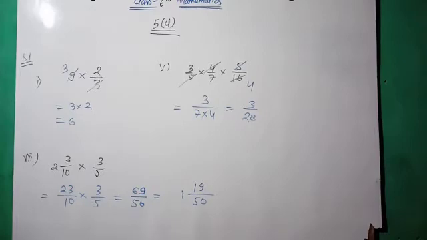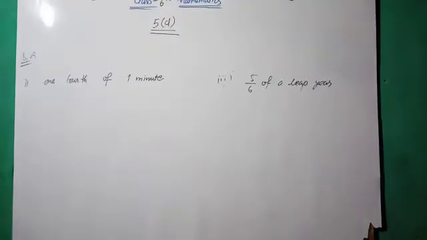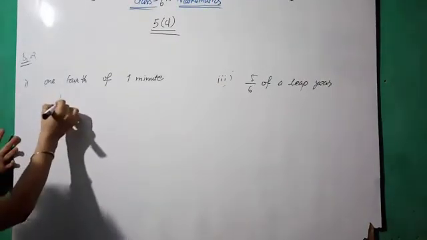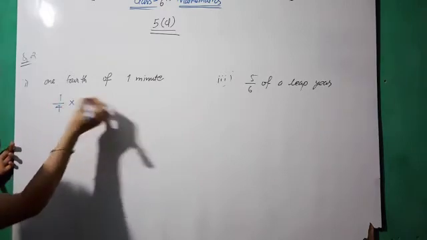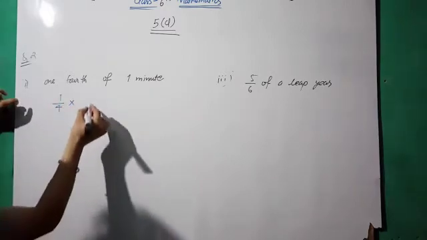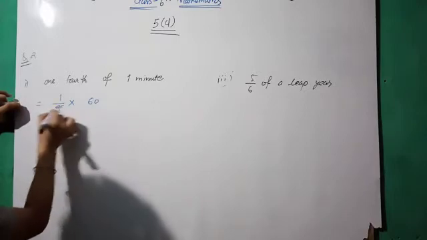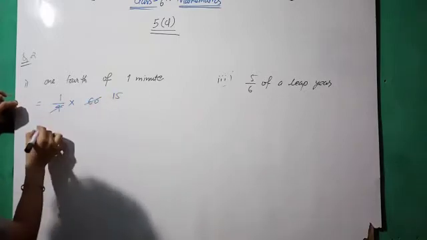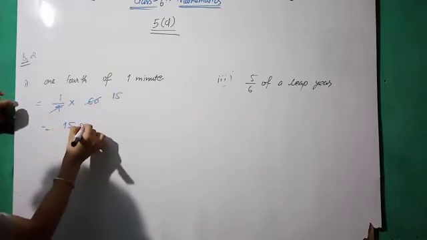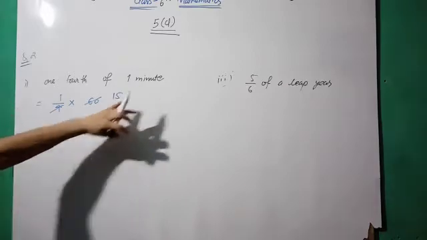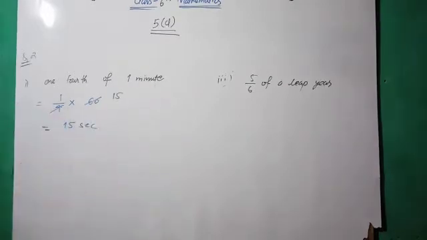Now the second question: find the value of 1/4 of 1 minute. We have 1 by 4 of 1 minute. 1 minute means we have 60 seconds. 4 cancels with this, 4 fifteens are 60. So 15 seconds is our answer. 1 minute equals 60 seconds, 4 cancels with this, 15 seconds.